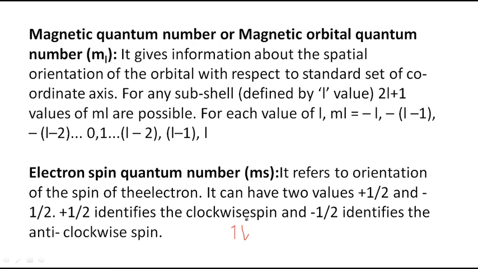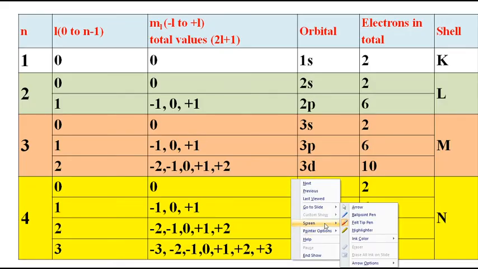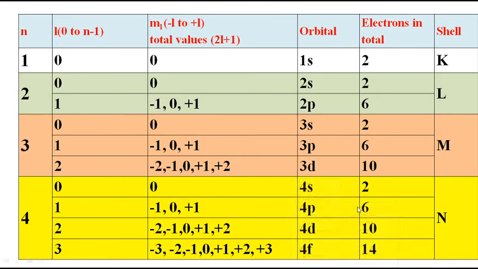As I already told you, we have 4 quantum numbers. Principal, azimuthal or orbital, then magnetic: these 3 quantum numbers, n, l and m, are very, very important to describe an orbital. But if you want to describe an electron, then you need the 4th quantum number, the spin quantum number, also. Now putting all the things together that we have learnt.